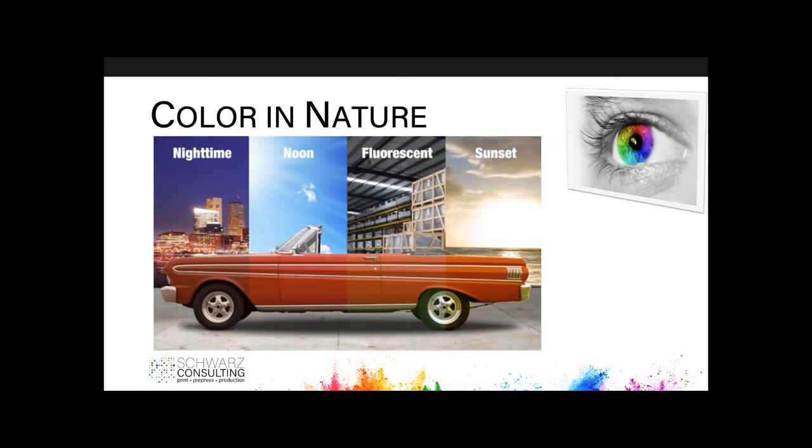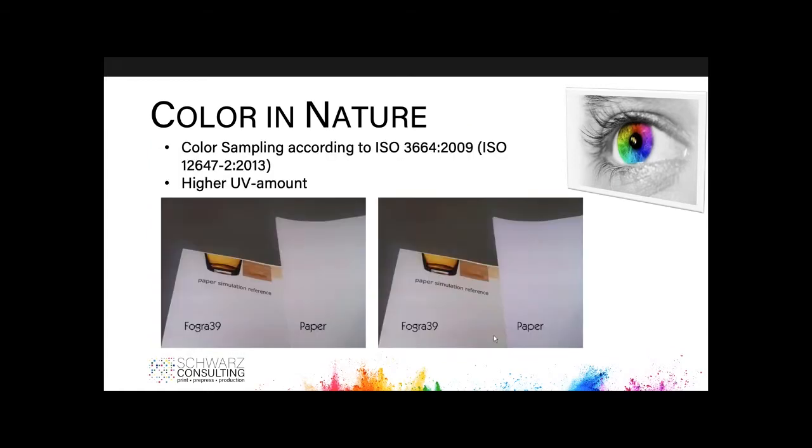Now a little bit more about our industry. For example, we have optical brighteners in a lot of our materials, and this is what optical brighteners do to materials when you just change the UV amount in a light source. So this is another impact. There are a lot of things that have an impact on how we see color.